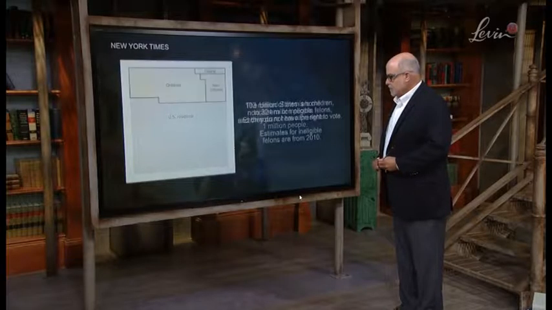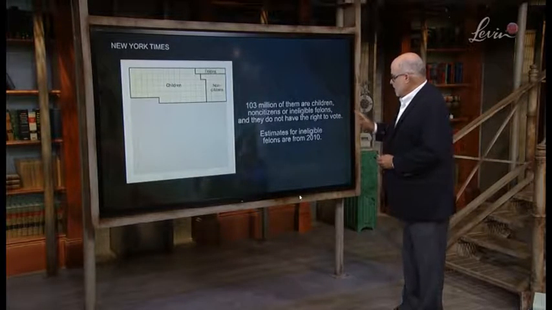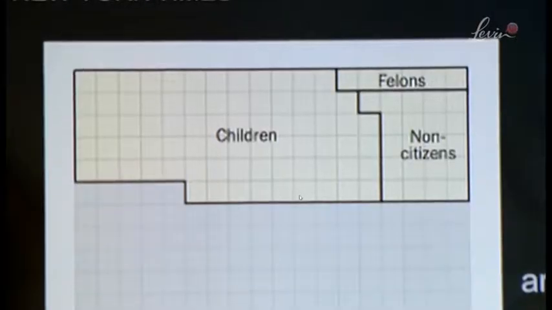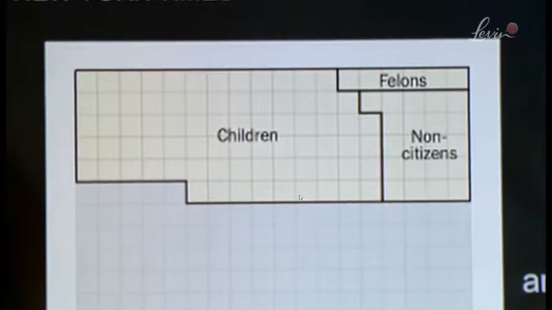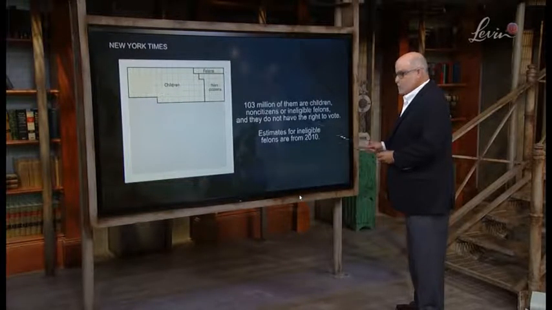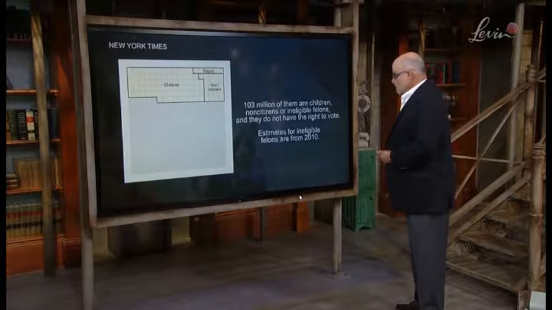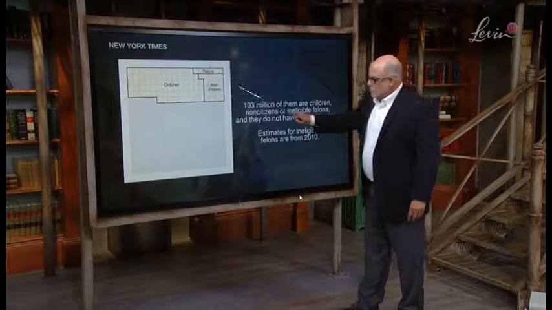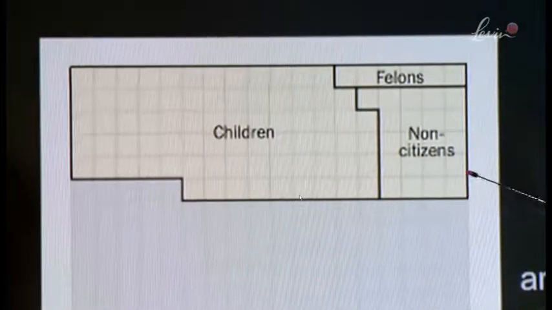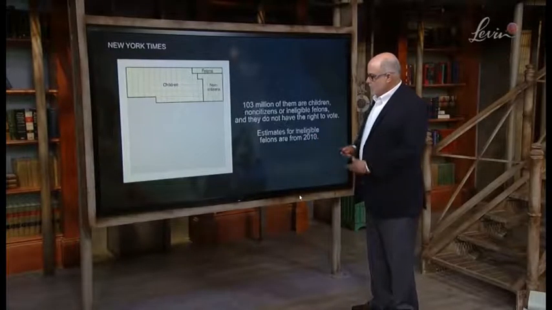Next graph. 103 million of them are children, non-citizens, or ineligible felons, and they do not have the right to vote. Well, of course, some small percentage of them will vote anyway, but that's beside the point. So, this group, most of them, will not be voting.